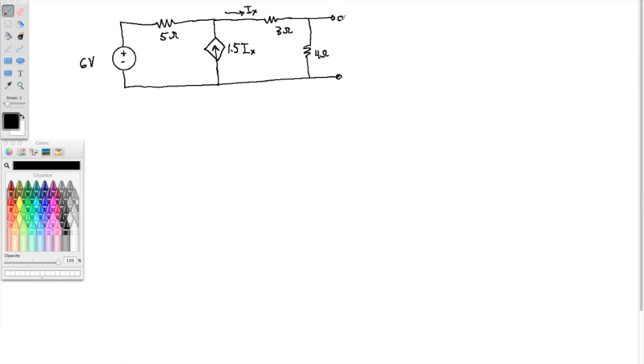Okay, and here are the output terminals right here. Nothing's connected currently. So find the Thevenin equivalent circuit. Nothing's connected, so there's an open right now. So we'll start by finding the open circuit voltage, which is the Thevenin voltage.